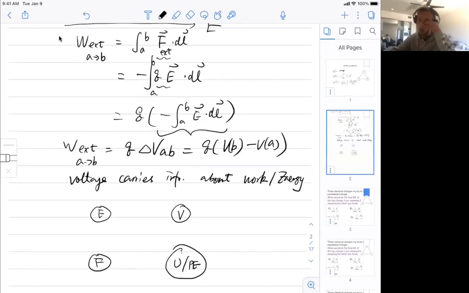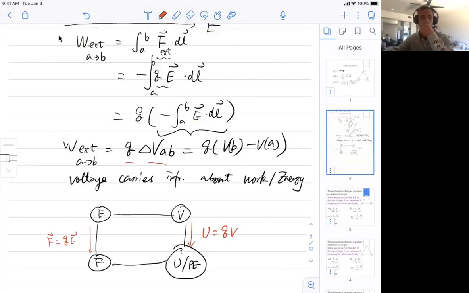So let's look at the relationship between each one of them. From E to F, what is the relationship? Force is Q times E, right? Q, the charge, times the electric field. And so E is to F as V is to the potential energy. From V to U, U is what? Q times V, right? Q times V is energy.